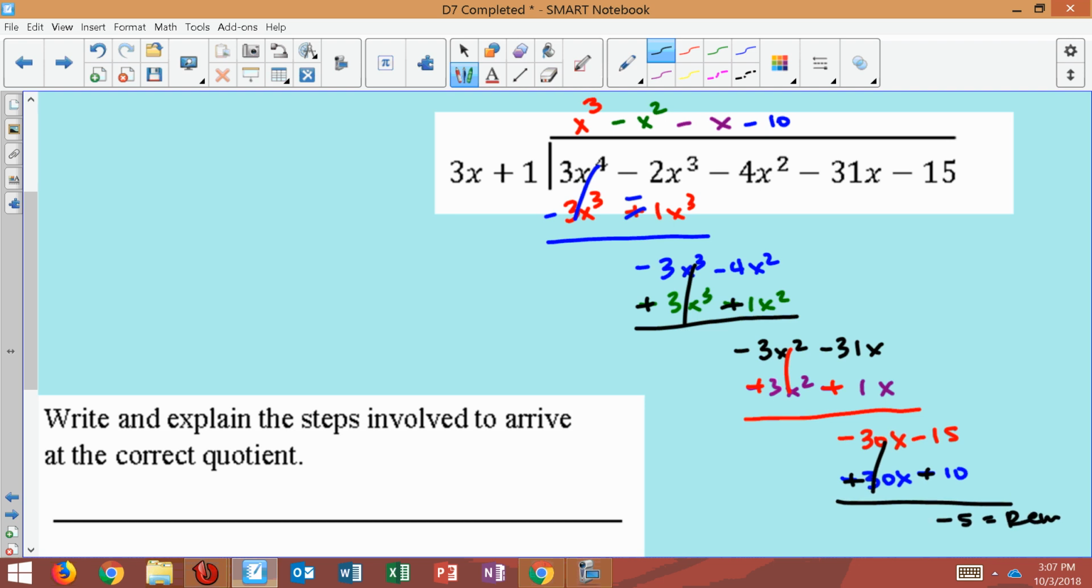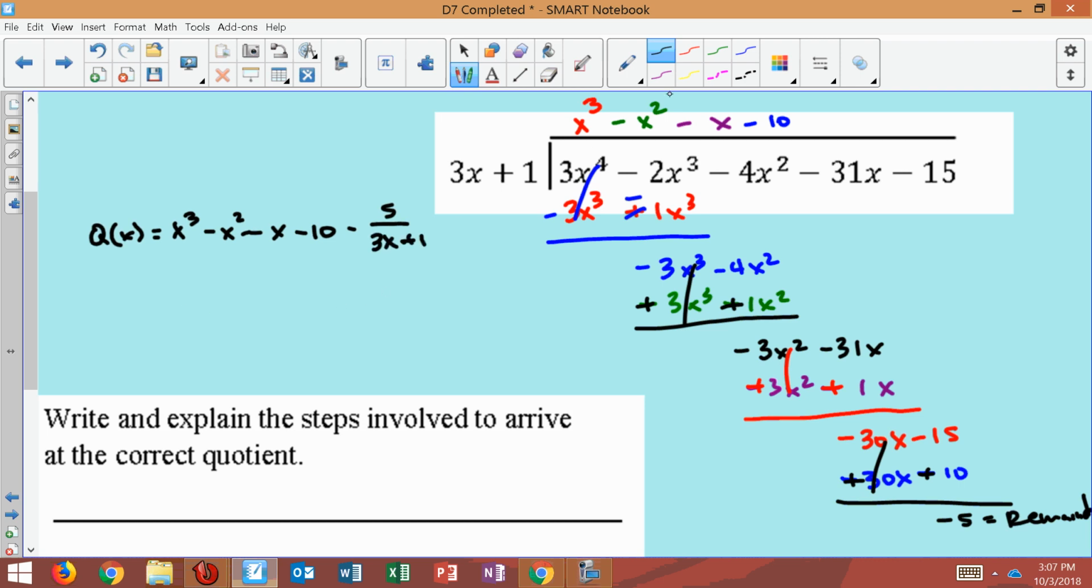That's our remainder. I ran out of room, I'm supposed to say remainder. So our actual quotient, q of x, would be x cubed minus x squared minus x minus 10, plus negative 5 over 3x plus 1, the divisor.